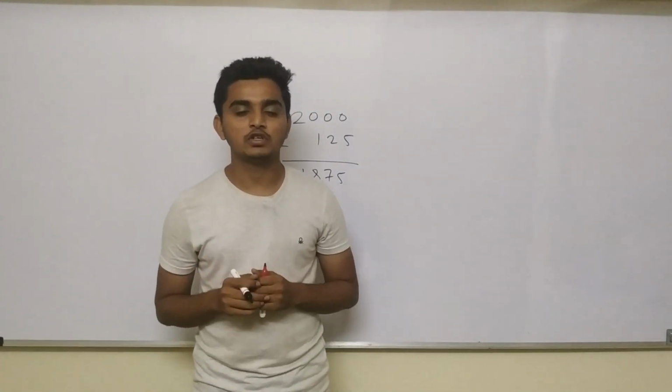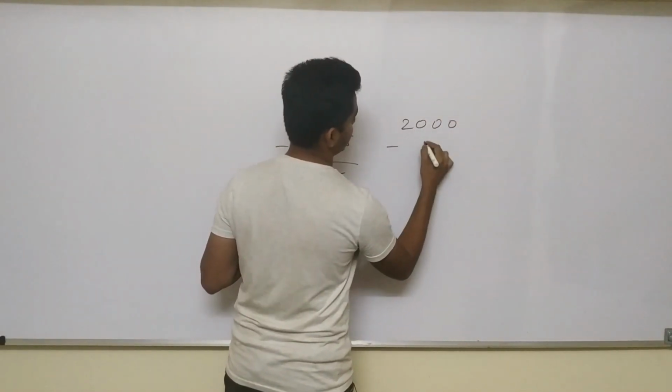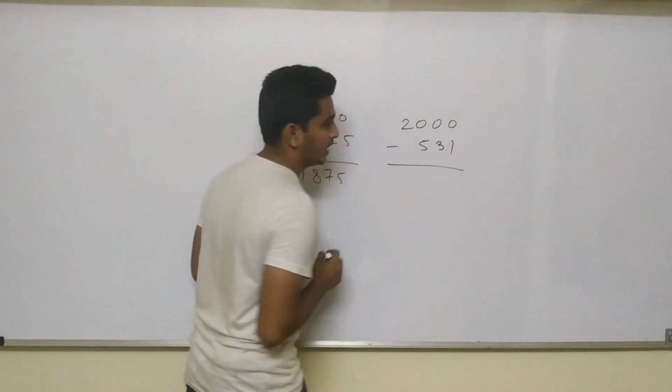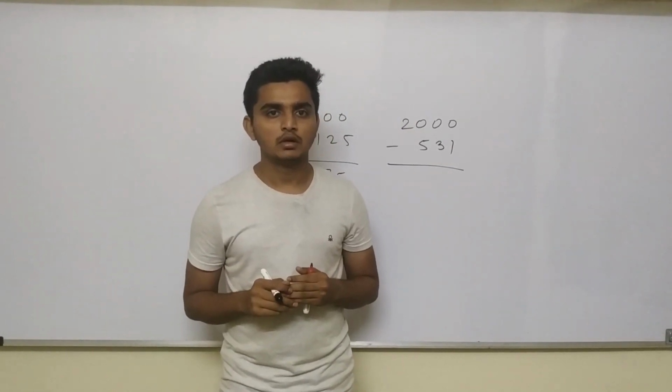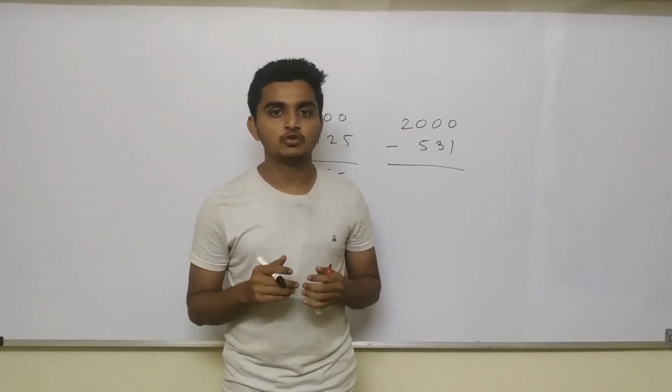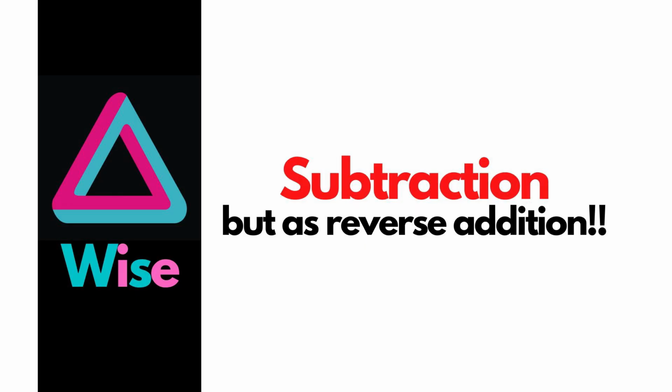But that was done very quickly because the numbers were very simple. What if your bill was 531 rupees? Then you would have to do 2000 minus 531 rupees, and your answer should be 1469. I don't have any calculator to do it, but I have done it very easily. So how do we do it? Let's see in the video.